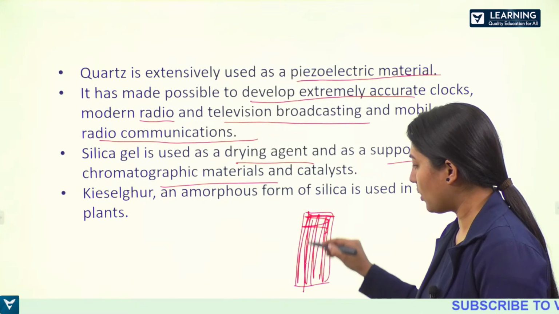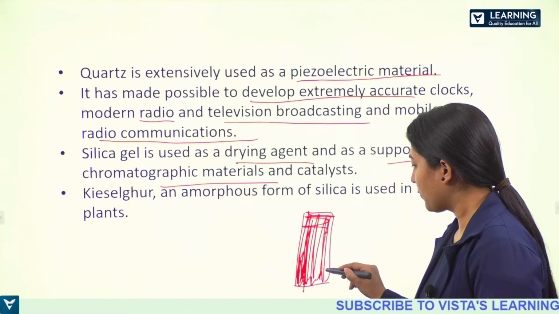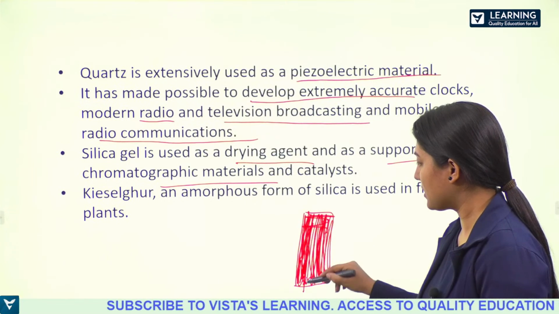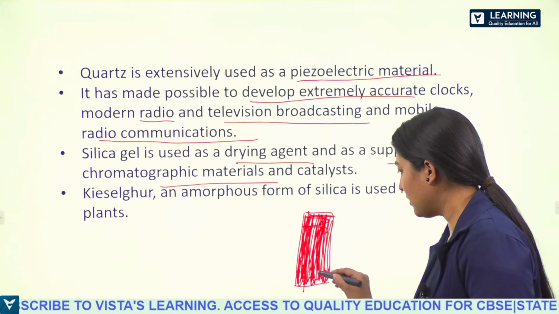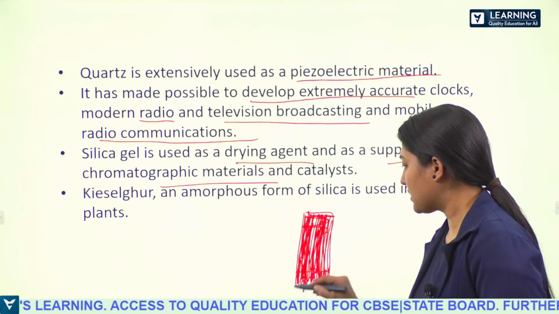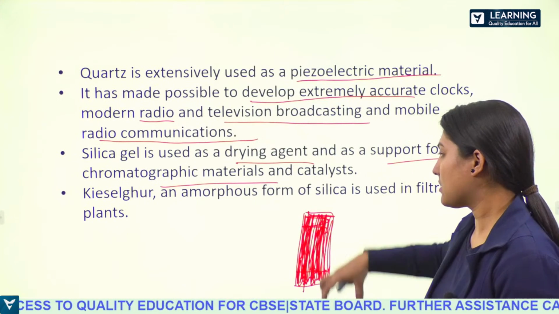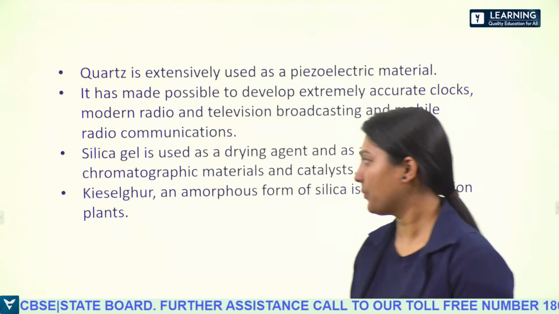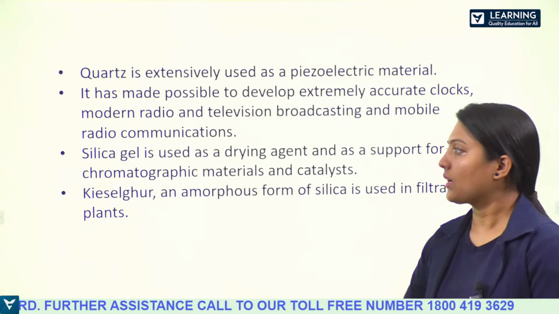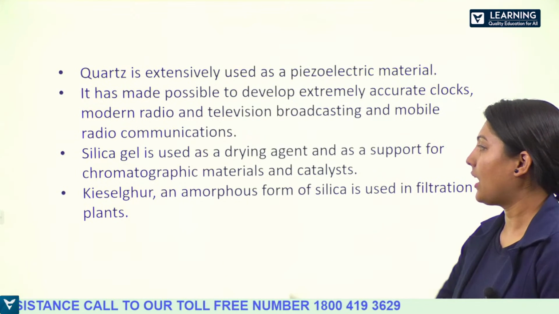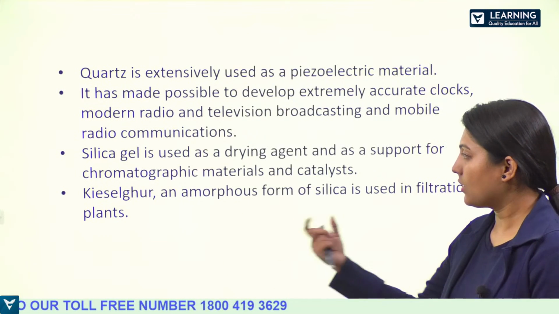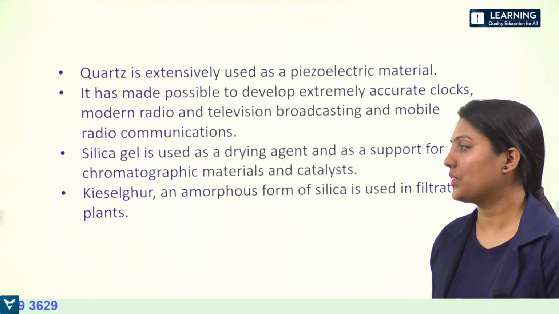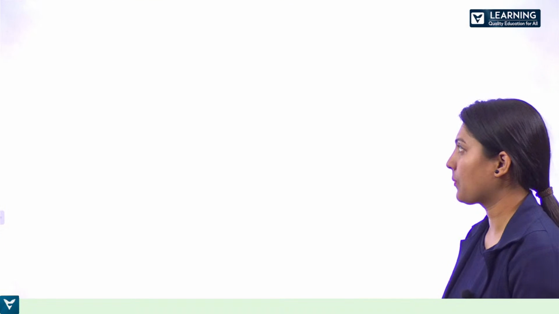So on this base, what happens? It is completely coated with silica gel. Then we have the sample which has been added on that and it starts absorbing. So for a base we use this, and kieselguhr, an allotropic, amorphous form of silica, is used in filtration plants.